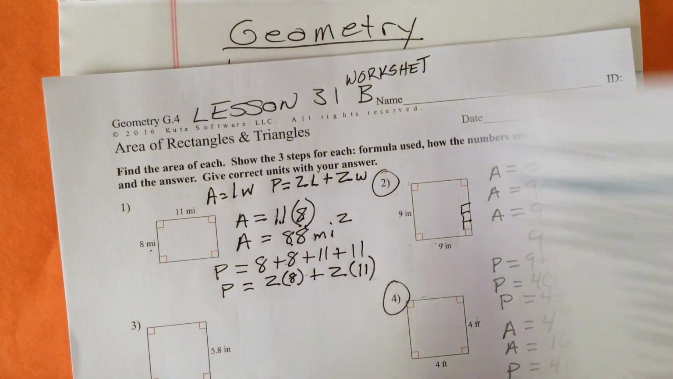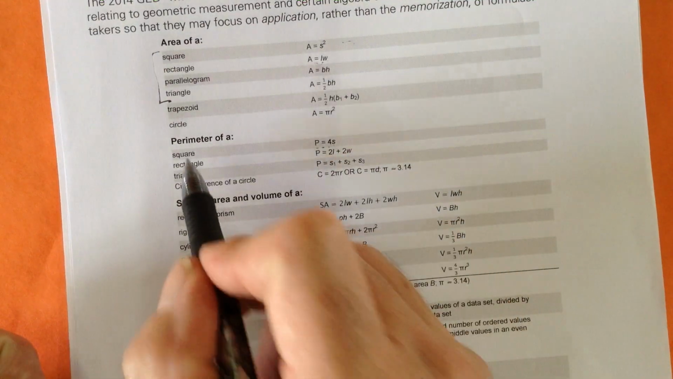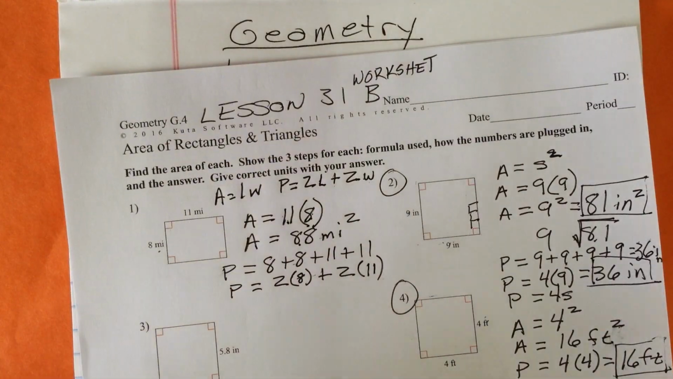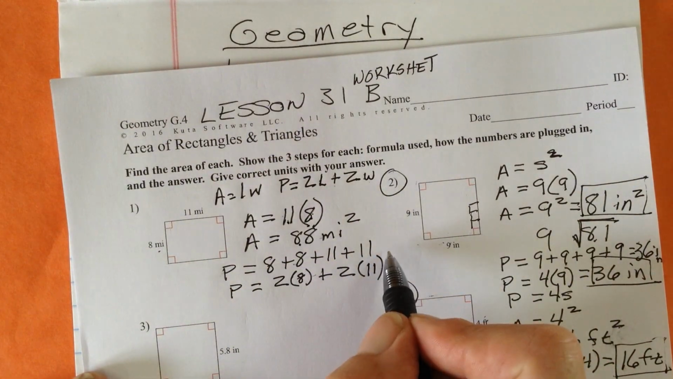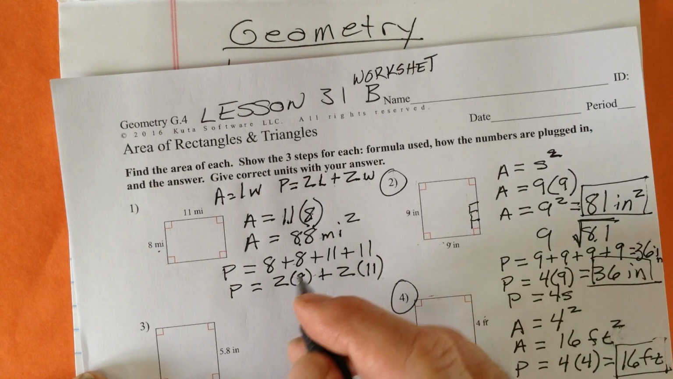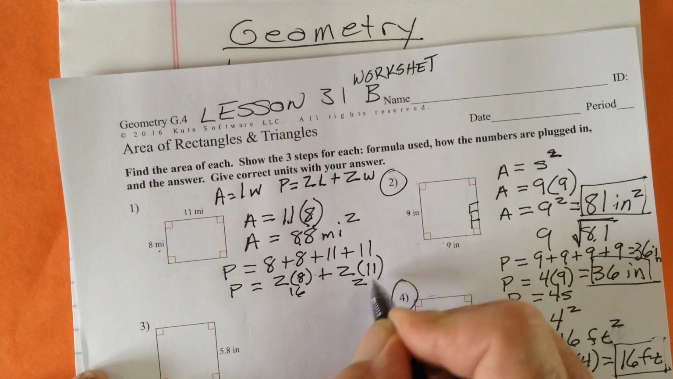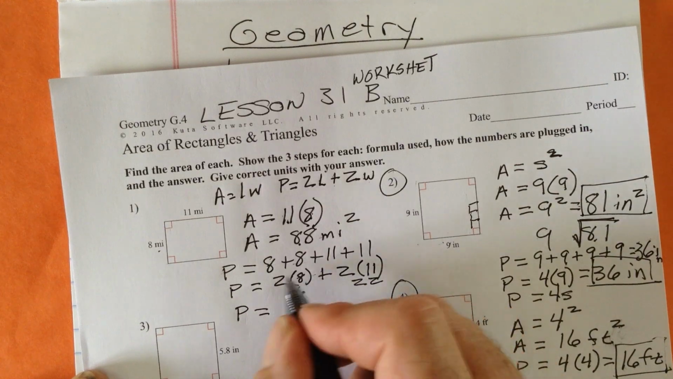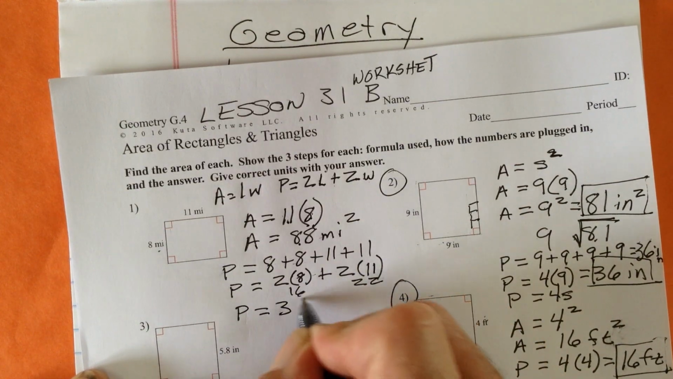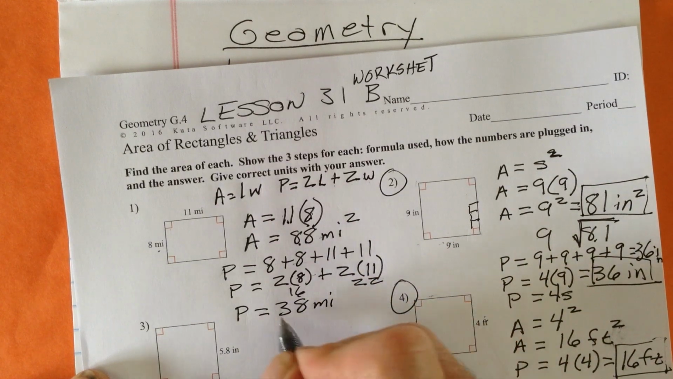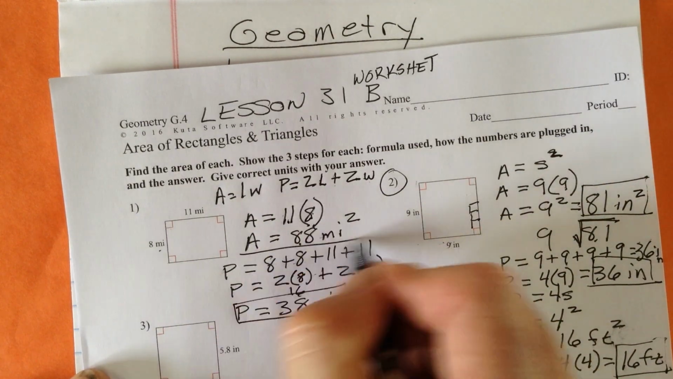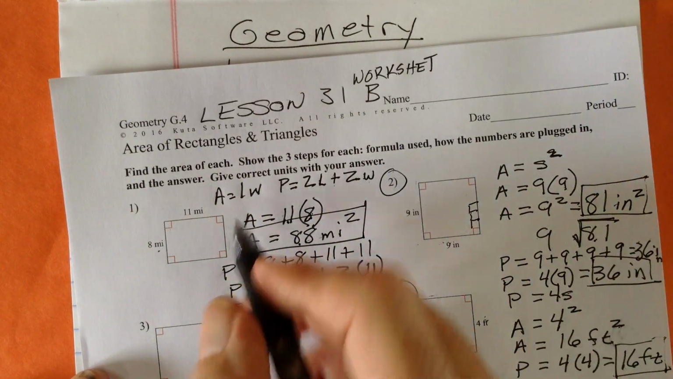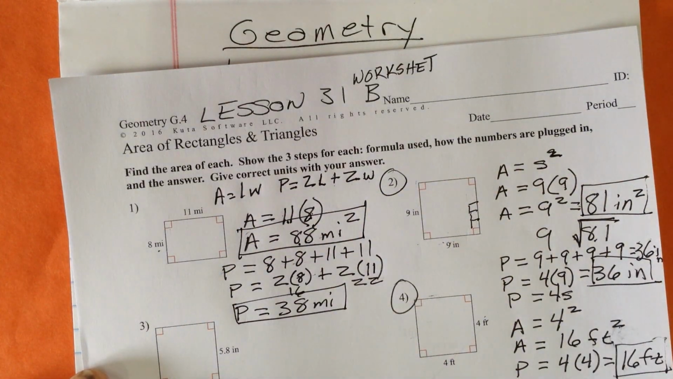These here they have to help you remember what the perimeter and the areas are. They give you little reminders. So here you can just add them up, or you can do 2 times 8 is 16, and then 2 times 11 is 22. So therefore the perimeter would be 38 miles. That's a big lot. So the area would be 88 square miles, and the perimeter, if you walked around this thing, you would have to walk 38 miles.